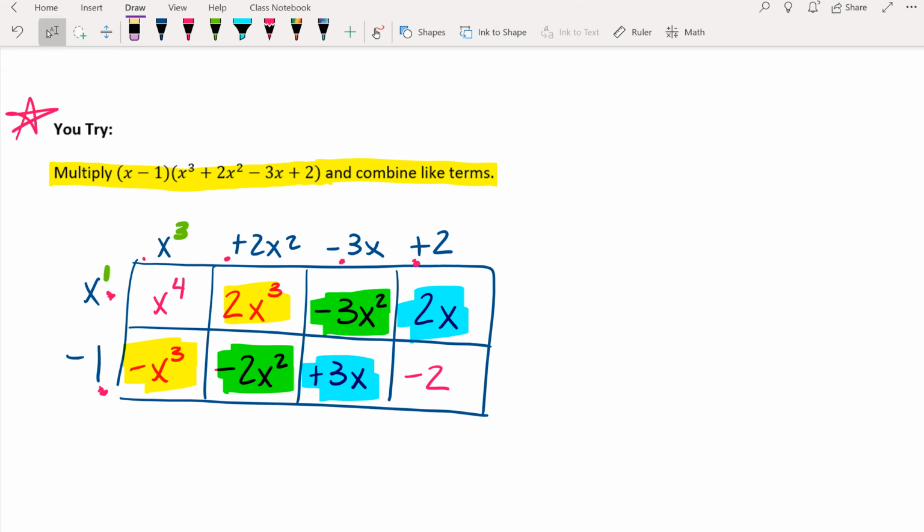So we are going to do x to the 4th. That's a loner, it stays by itself. Then we have 2 plus negative 1 x cubed, because there's a 1 right in front of there, right? So 2 minus 1 is plus 1x cubed. Then we have negative 3 plus negative 2. That's making negative 3 more negative. So we have negative 5x squared. Then we have 2x plus 3x. That's 5x. And then minus 2 is a loner. You just leave it outside.